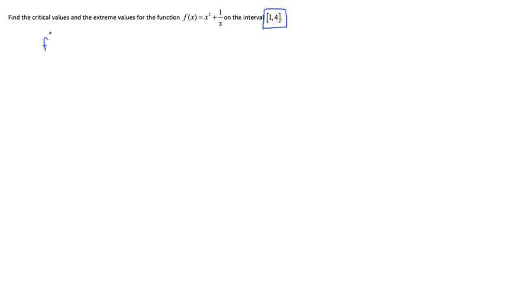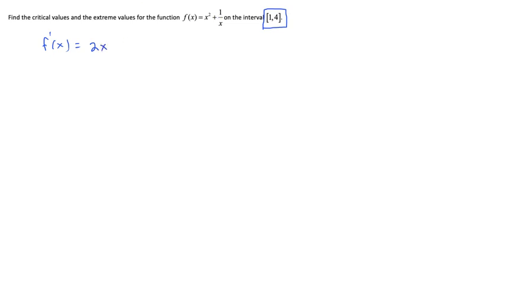Well, first derivative, hopefully at this point you're all experts on finding the first derivative. So in this case, we have a sum here, so we can use a sum rule. And we can just find the derivative of x squared and 1 over x separately. So the derivative of x squared is 2x. And what's the derivative of 1 over x?